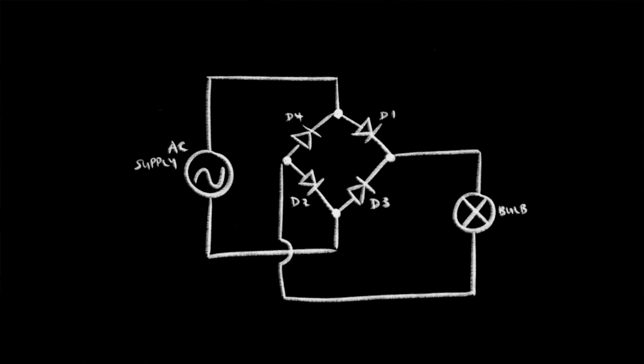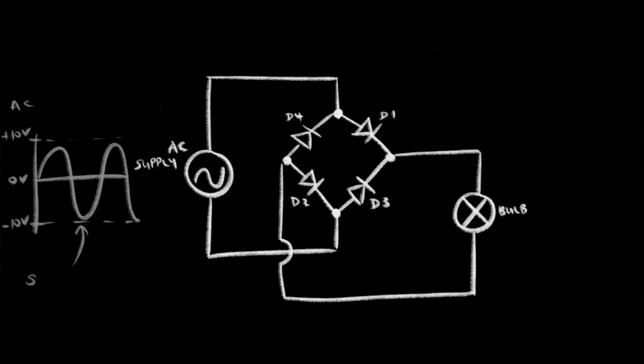Imagine the AC voltage to be 10 volts. This simply means that the waves are going up to 10 volts, then dropping down to 0, and then keep going down to minus 10 volts, and returning back up to 0 volts. This type of wave is very common in nature and is called a sinusoidal wave. To convert this into direct current, let's follow its path through the bridge rectifier.